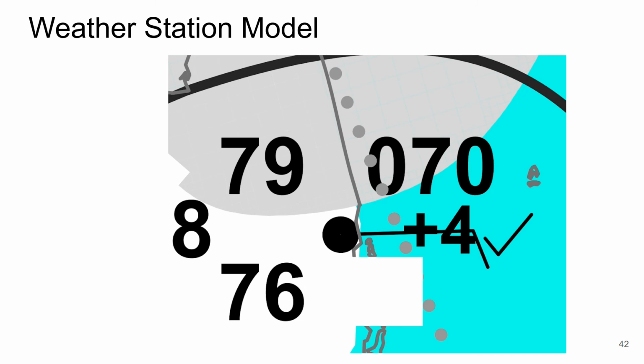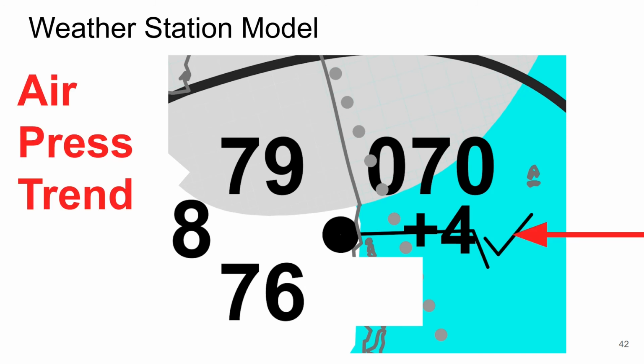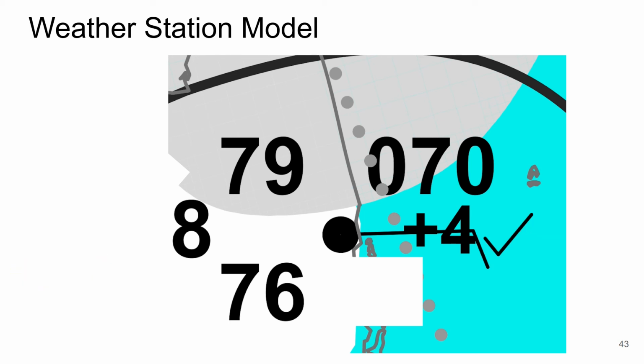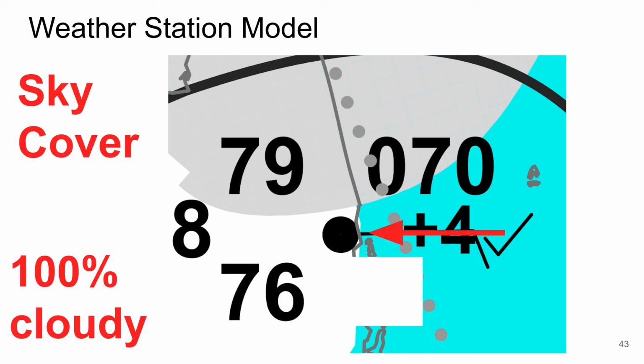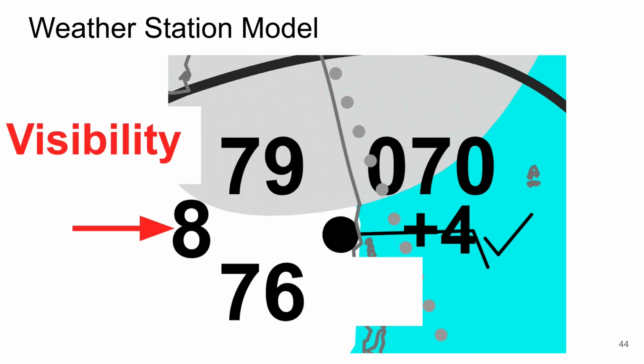So that was a brief glimpse of the daily weather map. Again, weather station model. Let's take a look at it and see what we've got. Air pressure trend, it's up 4. I don't really care. Sky cover, it's 100%. Visibility, 8 miles. Don't really care.